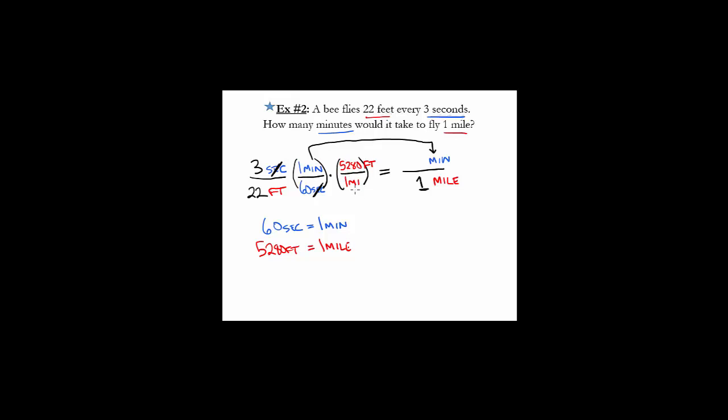Now I'm not multiplying by 5,280 here. I am multiplying by 1 because I'm not changing anything. These two things are the same. So if I make the ratio, right?